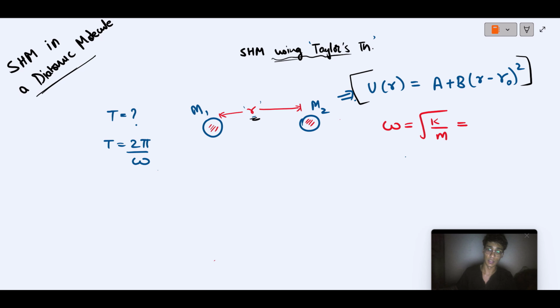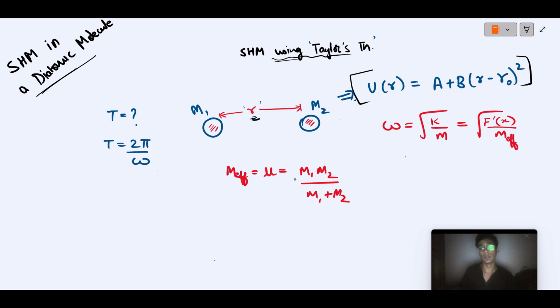What Taylor's method basically says is that k can be written as the derivative of the force function, over the mass, and the mass has to be taken as the effective mass of the entire system. Now, the effective mass, or the value of mu, for the reduced bodies will be m1 m2 over m1 plus m2. This is also known as the reduced mass of this entire system.